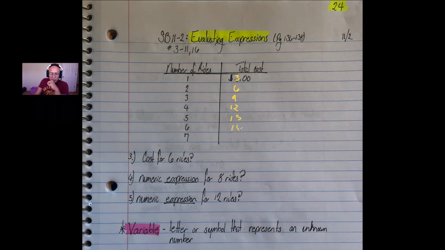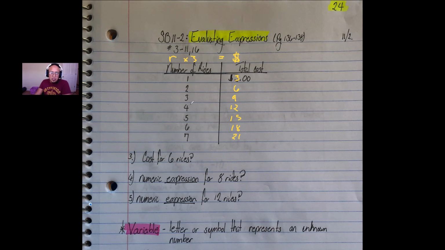And as you can see, the pattern described is we're going by threes, or rather we can take the number of rides, which I'm just going to abbreviate with an R, the number of rides, and we're going to multiply that number, whether it be 1 ride, 2 rides, 3 rides, we're going to multiply that by 3, and that's going to give us the total cost of that ride.